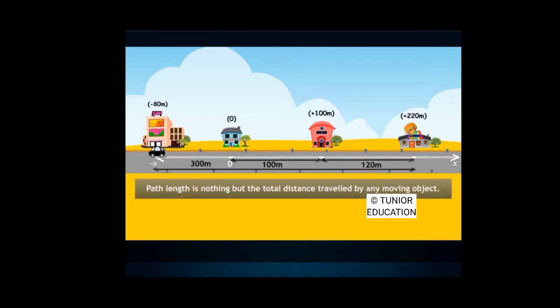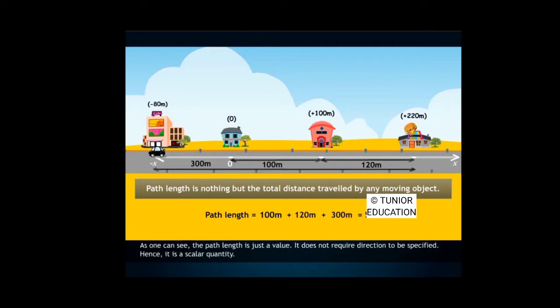Path length is nothing but the total distance traveled by any moving object. In this case, the total distance will be the sum of all the distances: 100 meters plus 120 meters plus 300 meters equals 520 meters. As one can see, the path length is just a value. It does not require direction to be specified. Hence, it is a scalar quantity. Displacement.